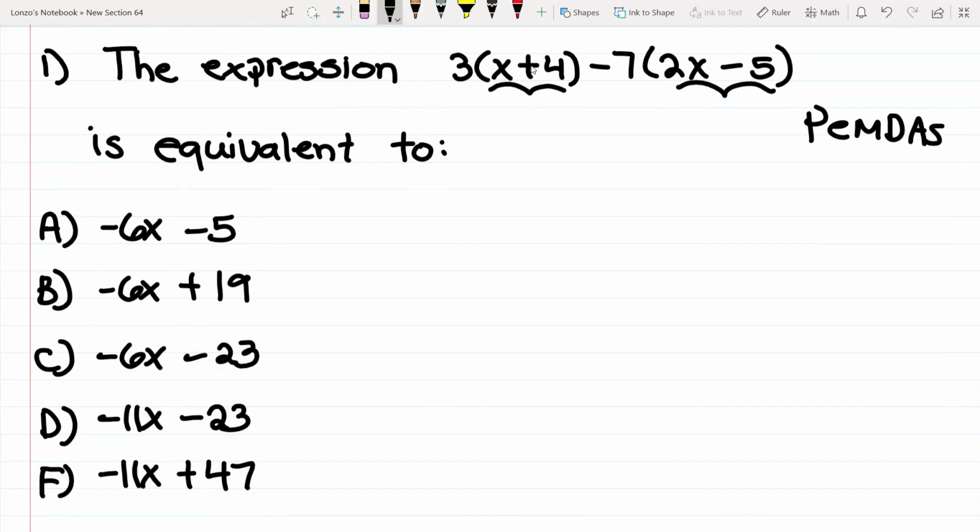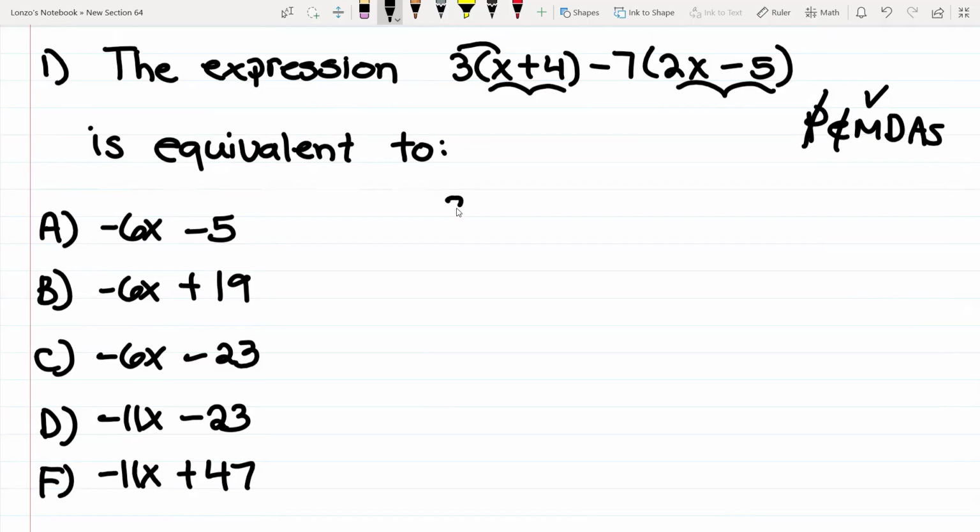Now, inside the parentheses, can you do anything? No, this is a variable and this is a constant. The same thing here. You can't do anything, so we can't do much with parentheses. Do we have an exponent? No. Do we have multiplication? Yes. This 3 and this -7 are adjacent to the parentheses, so that means multiplication. So you're going to FOIL that out.